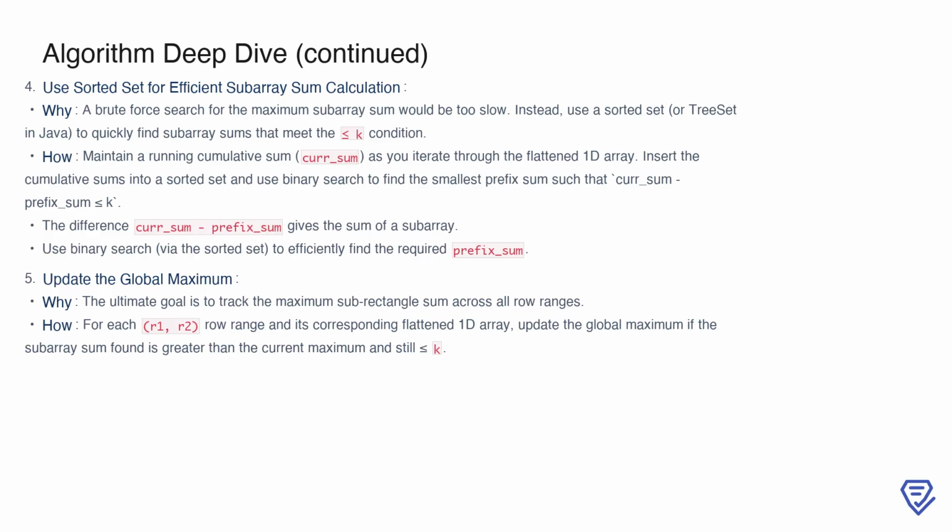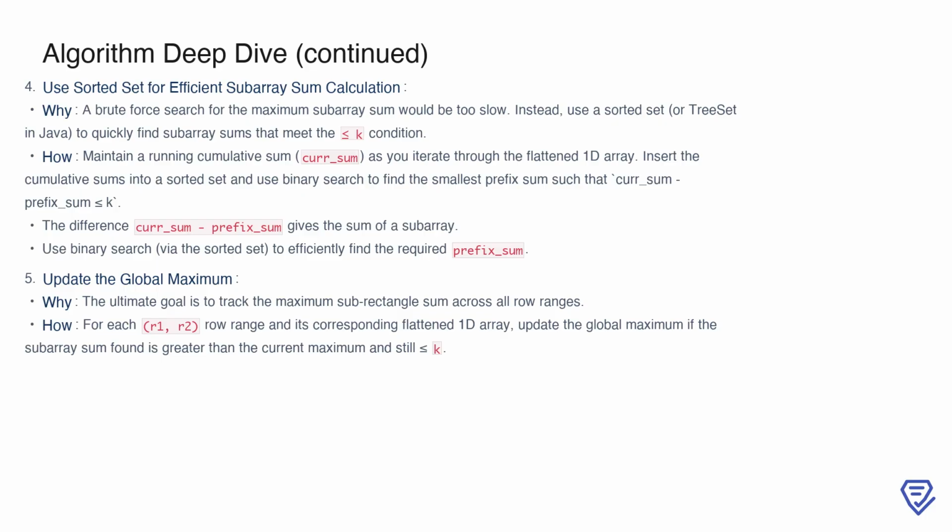To efficiently solve the 1D maximum subarray problem for a given row range, we use a sorted set. This data structure allows us to quickly find subarray sums that meet the condition of being less than or equal to k. As we iterate through the flattened 1D array of column sums, we maintain a running cumulative sum. At each step, we insert the current cumulative sum into the sorted set. Then, through binary search, we look for the smallest prefix sum in the set such that the difference between the current cumulative sum and this prefix sum is less than or equal to k.